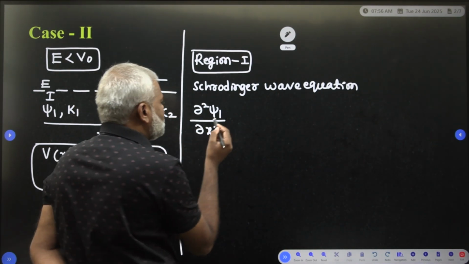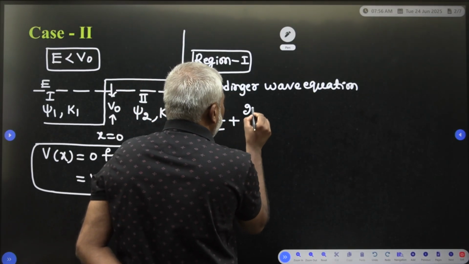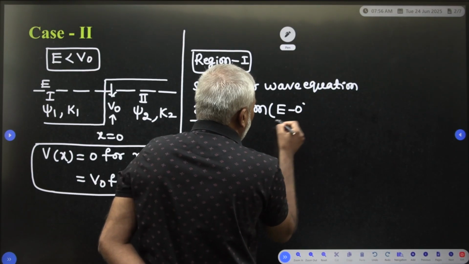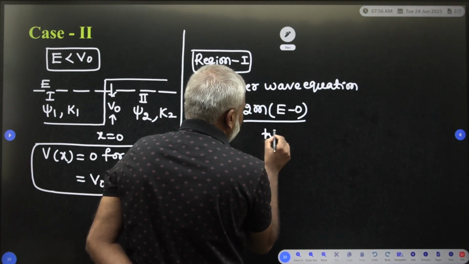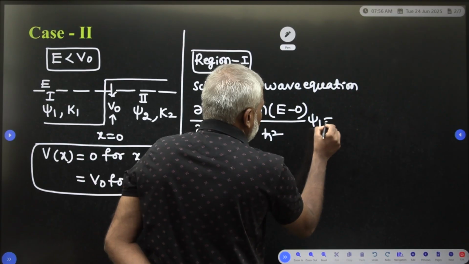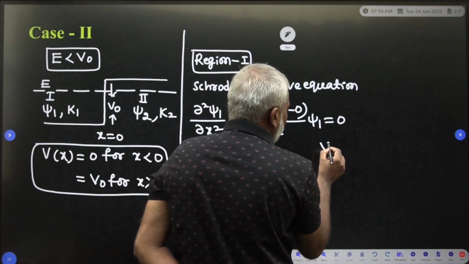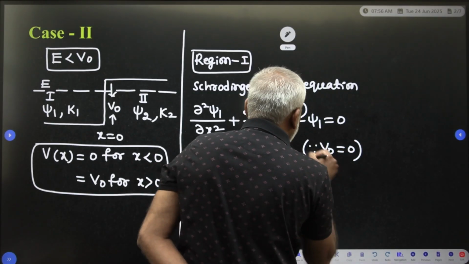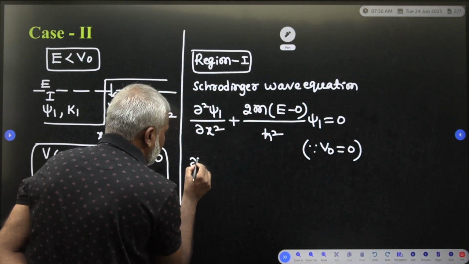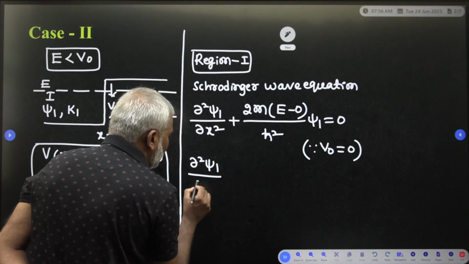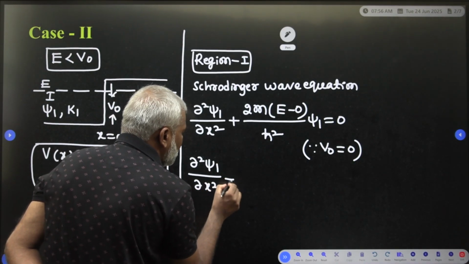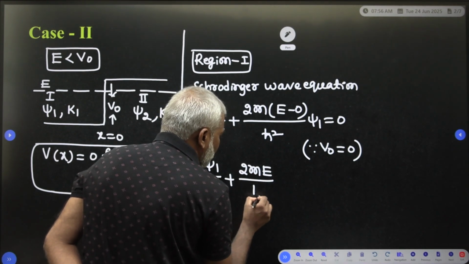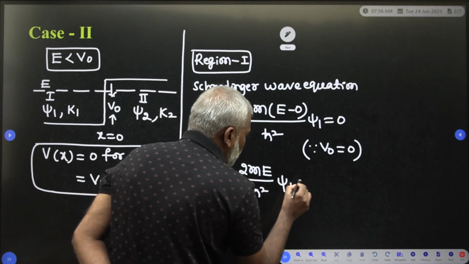Dou square psi 1 by dou x square plus 2m into E minus 0 divided by h cut square into psi 1 is equal to 0, because here V naught is equal to 0, that is why I substitute it here. Therefore, dou square psi 1 by dou x square plus 2mE by h cut square into psi 1 is equal to 0.